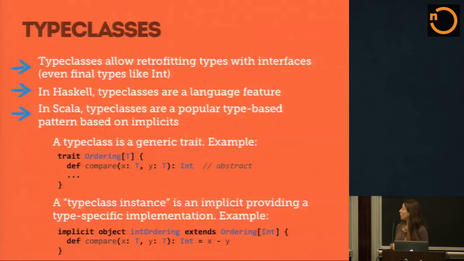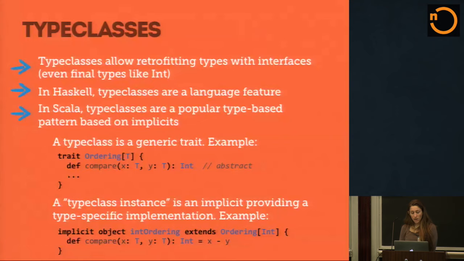Just to give you a quick definition of what they are, a type class is a generic trait. Here we can use Ordering. This is actually an Ordering in the standard library; this is just a dummy ordering. But this is the type class for that. So this defines the actual interface, and you could have some method compare in it, which compares two things and gives you an int. Should probably give you the thing, but okay.